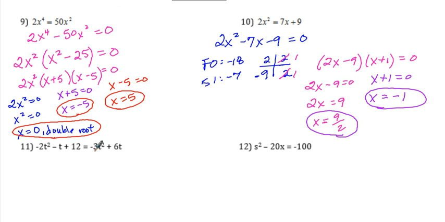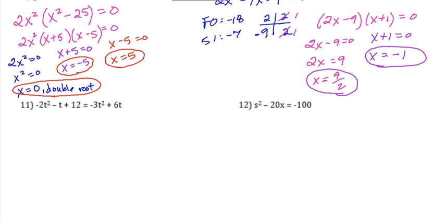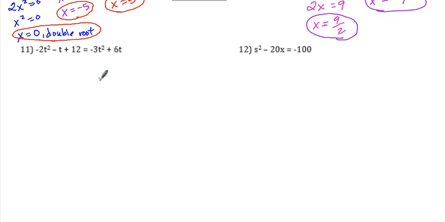Number 11, again, I highly encourage everybody to move everything to the left and get a 0 on the right so you see what you're dealing with. So let's move everything to the left. To get everything on the left, we add 3t squared and subtract 6t. If you need to do this in 2 steps instead of 1, that's fine. 3t squared and negative t squared, that ends up with just a 1t squared. Negative 7t plus 12 equals 0.